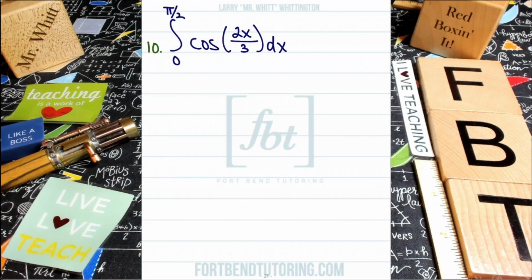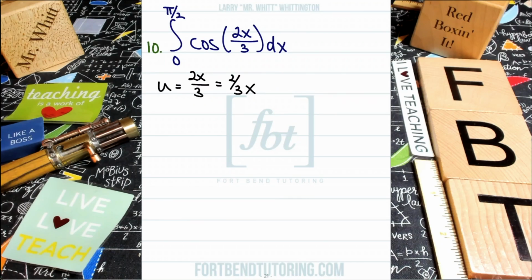Here we have problem number 10, another definite integral. We have it from 0 to pi over 2 of cosine of 2x over 3 dx, right? Let's go ahead and say that our u is going to be equal to 2x over 3. How about that? Okay, or you could write it as 2/3 x. That may be a little bit more comfortable for everyone involved.